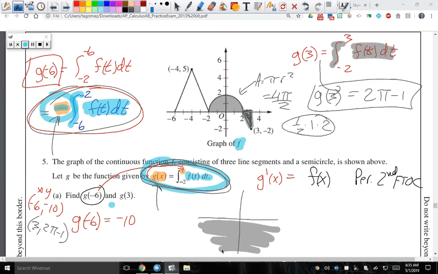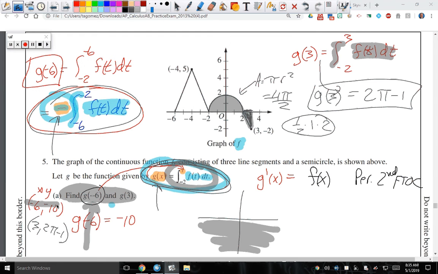What 2 words would be mentioned in the question that would negate the negative area? Area bounded. If it said area bounded. But see, this never said find the area bounded, because then it would be positive. It said find the y value on g at negative 6, which is equivalent to the displacement area. And displacement can be negative. Okay? Are we good? So if it says area bounded, you take the positive area of everything? Yeah, area bounded is the absolute value per se. Okay?